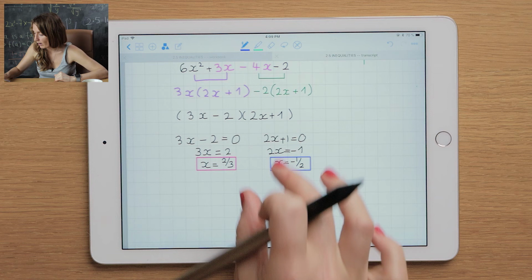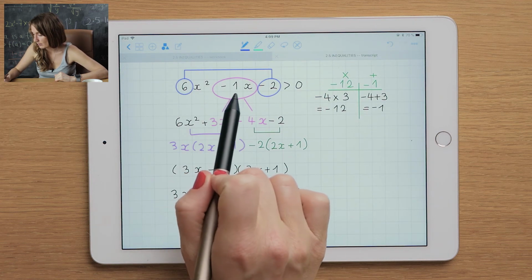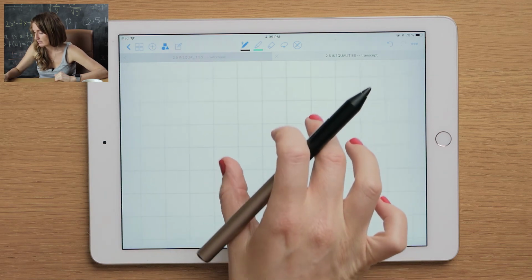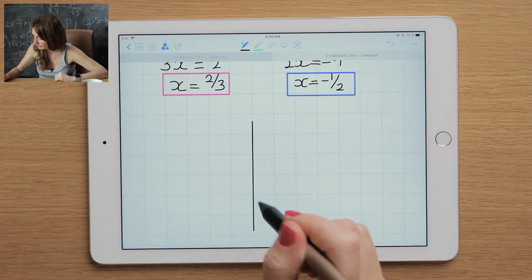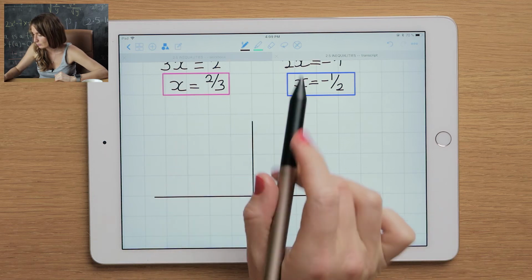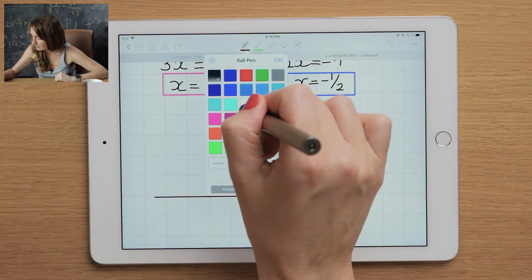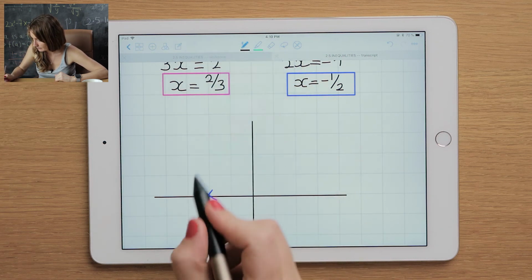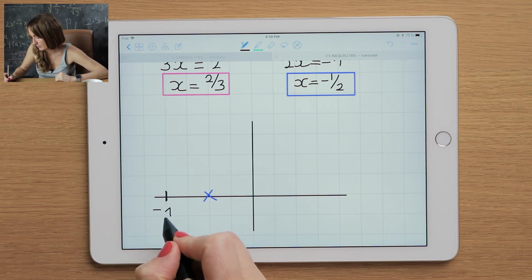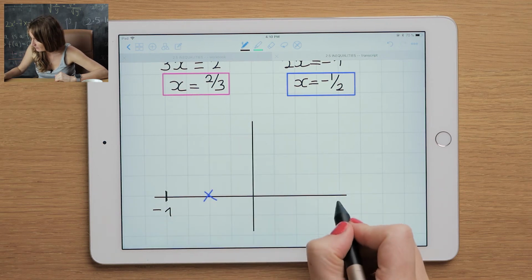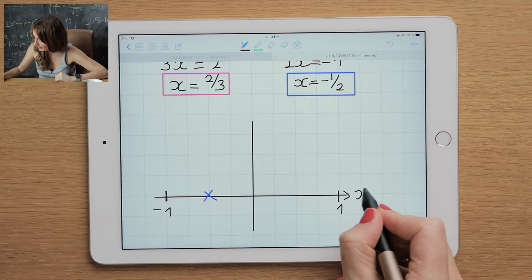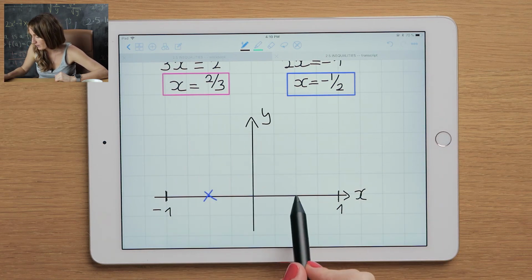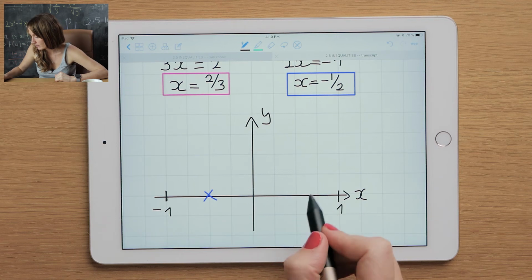I'm going to draw a quick graph of 6x squared minus 1x minus 2. Now it's a quadratic graph, so it's going to be a smiley face graph. And I'm going to put in my 2 points. So on the left, in blue, I need minus 1/2. Let's put that about here. So that would make about 4 boxes to minus 1. And on the other side, if I have 4 boxes to plus 1, and that's my x-axis and my y-axis, then I need 2/3, so a bit more than halfway, about here.